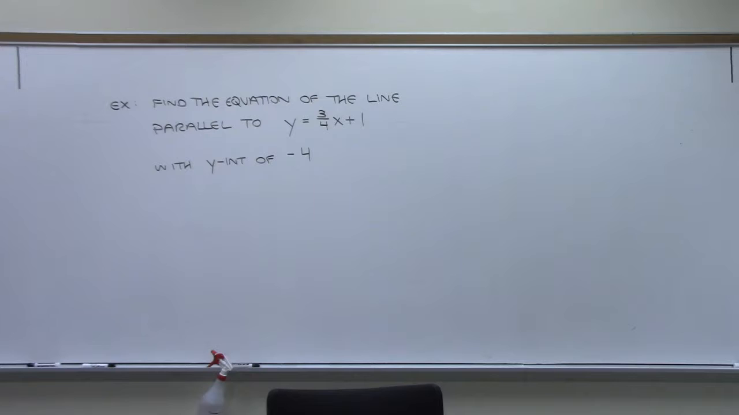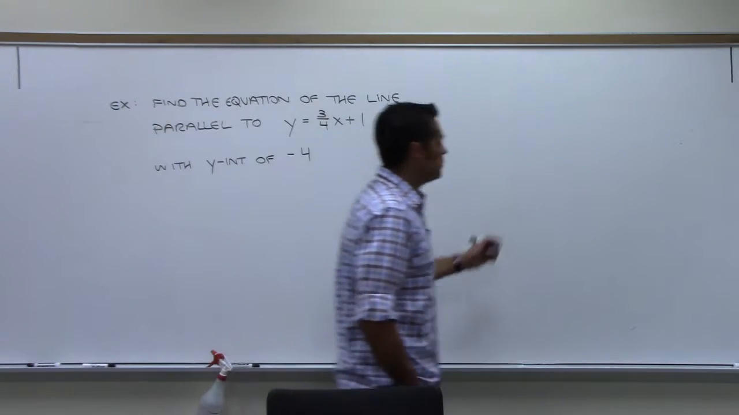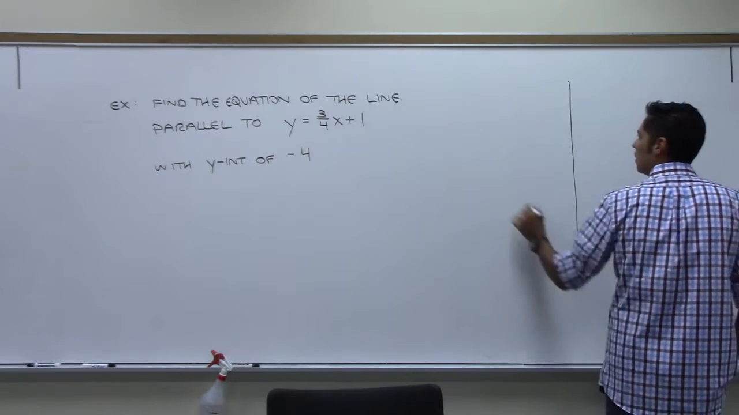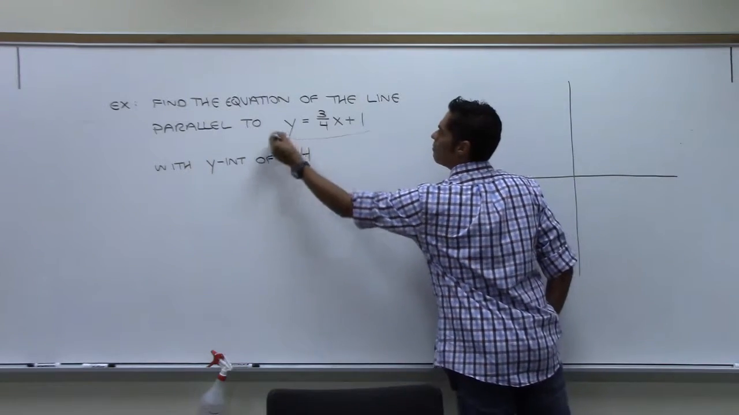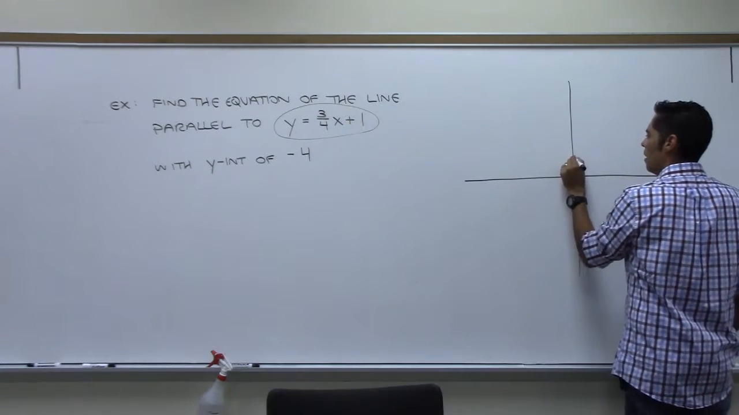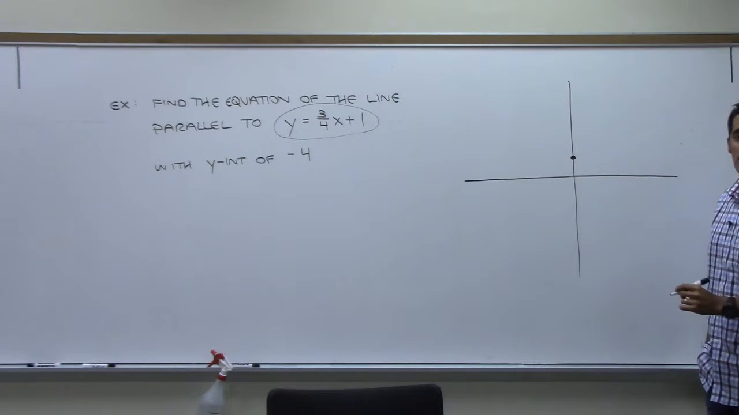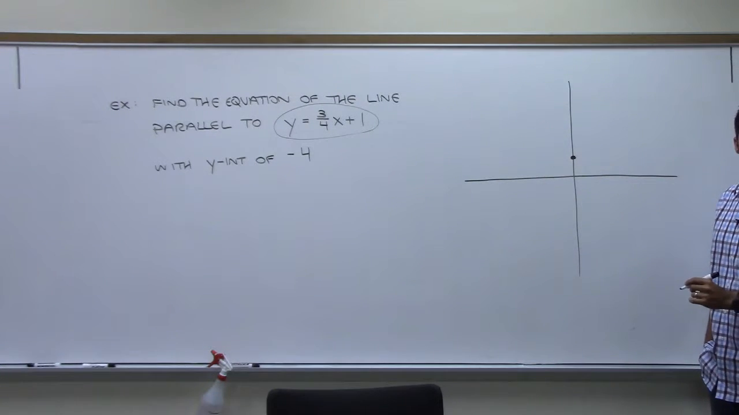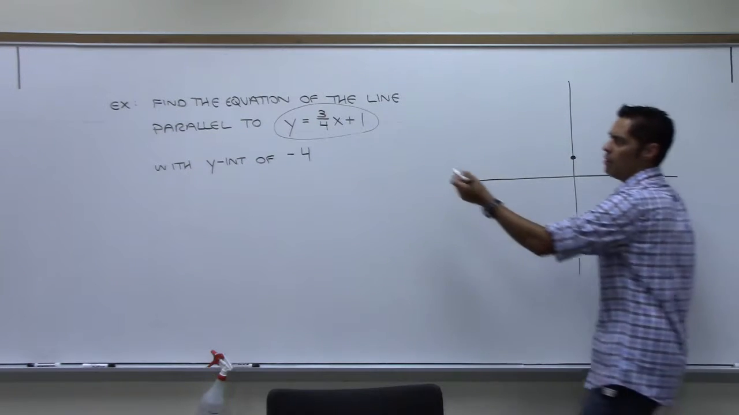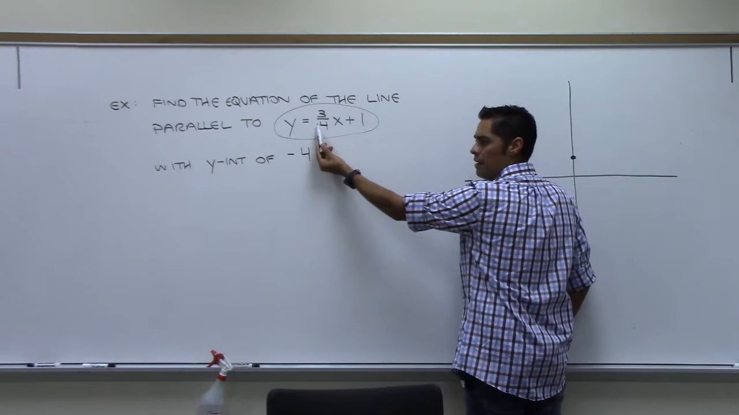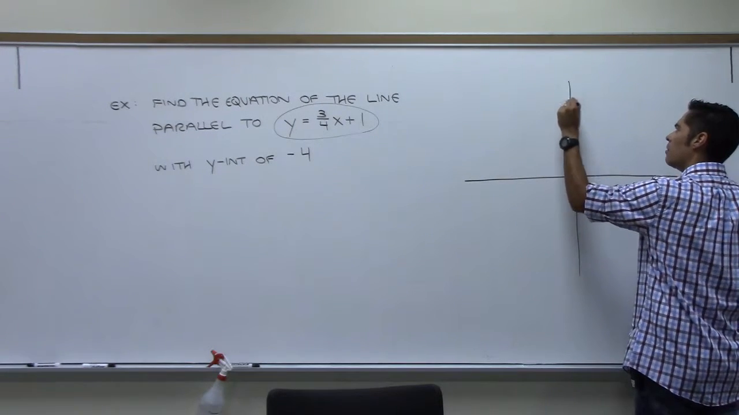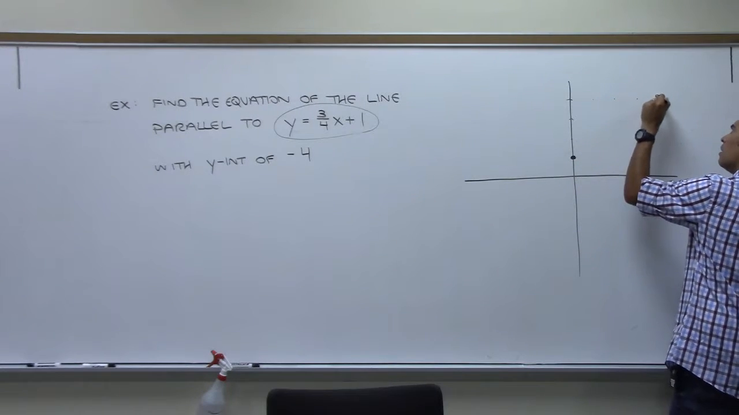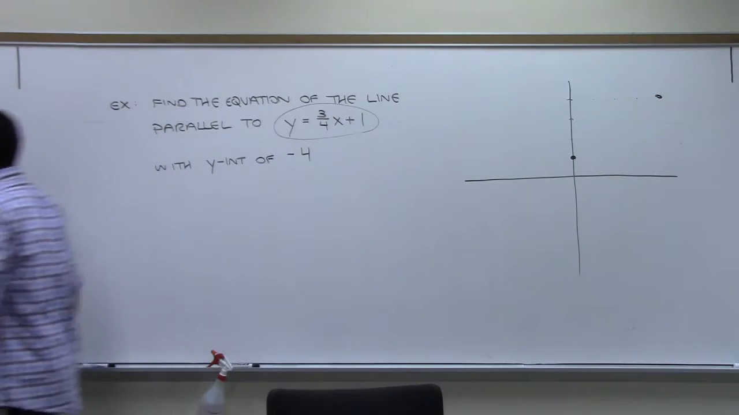Anyone have any ideas? I'll draw you a picture. The line that we're given has a y-intercept of what? 1. And from that point, to get to another point on that line, what would we do? We would go up 3, to the right 4, right? Rise over run. So I should be able to go up 1, 2, 3, and to the right 1, 2, 3, 4, right? This is the line that was given to me.